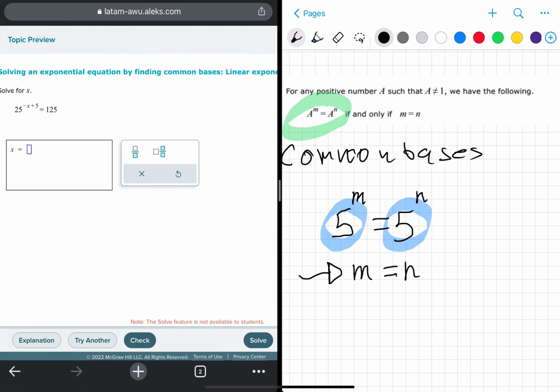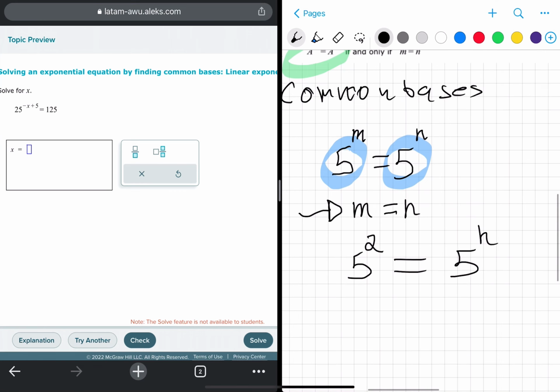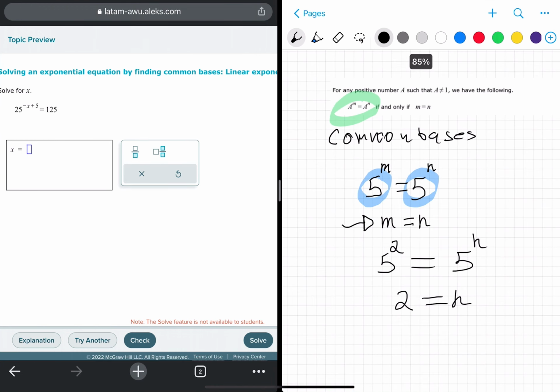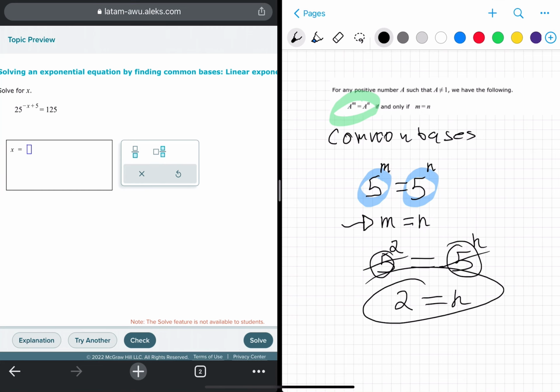And it's pretty obvious, right? Because if you have 5 to the second power equal to 5 to the n, there's no other way. 2 has to be equal to n because there's no other number that makes it true. That is the property we need to know for this exercise. Anytime you have common bases in an equation, you can just get rid of them and work with exponents.